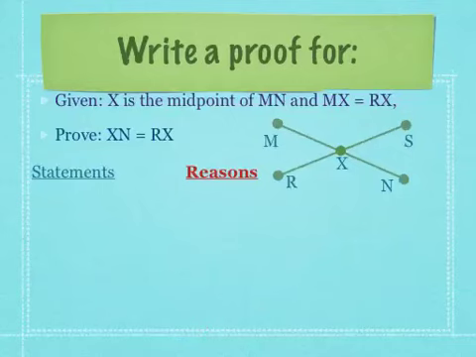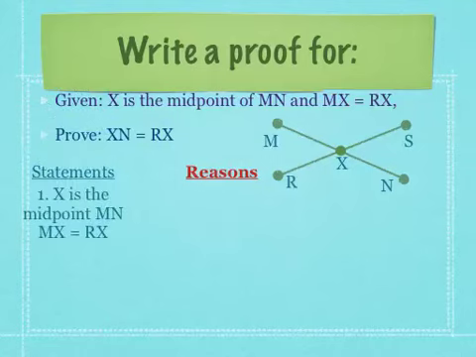The next example asks us to write a proof. We're given the diagram. It also says given X is the midpoint of MN and MX equals RX. We are trying to prove that XN equals RX. Always start, remember, with your givens. So number 1, the given is X is the midpoint of MN, and I'm going to put that MX equals RX. My reason for my first statement should always be given.